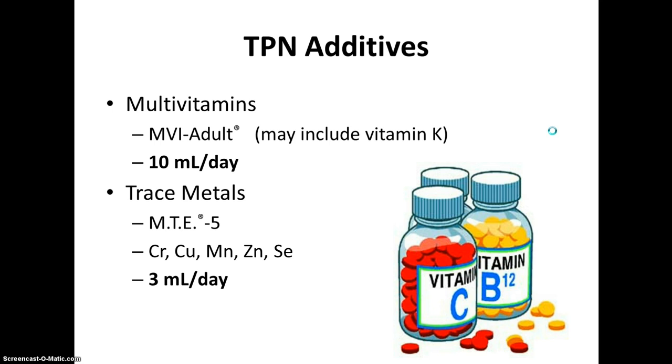Same thing for trace metals. These are things like chromium, copper, manganese, zinc, selenium, and typically 3 milliliters per day will provide or meet the patient's needs for those trace metals. And this is very common to put both of these, multivitamins and trace metals, in every patient's TPN every day. Not everybody's going to need those trace metals, especially in the short term, but in the long term they will. So if the patient ends up being a long-term TPN, it's hard to predict sometimes, then you'd be thankful that you started putting those in there on day one.